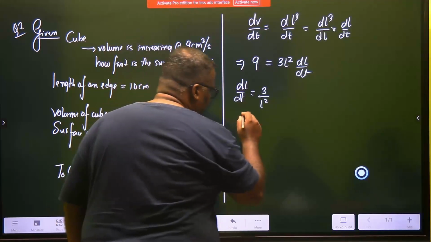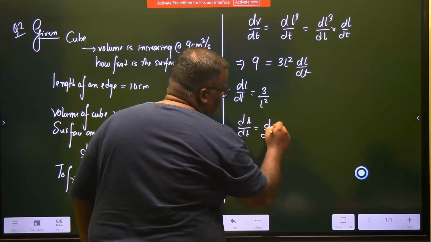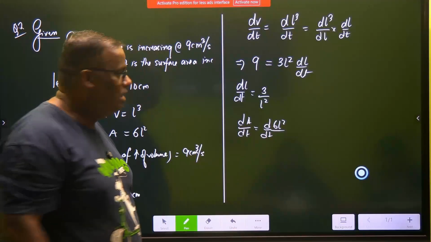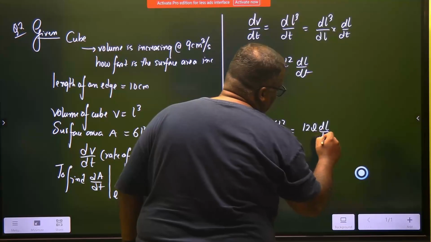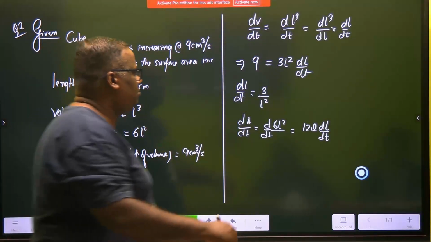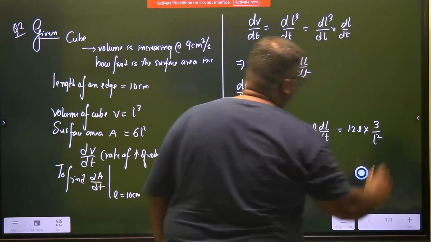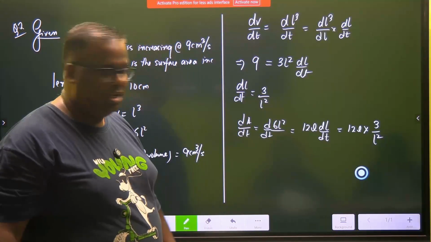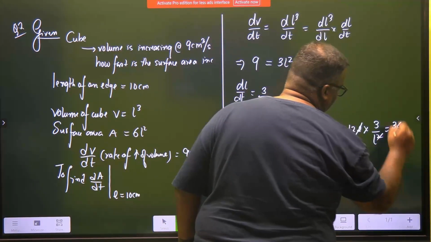Now you have to find dA by dt, which is d by dt of 6L square. But you cannot differentiate dog with respect to cat. So you have made it as 12L dL by dt. I jumped a step. Did you follow it or not? Can I write this as 12L into 3 by L square? Why? dL by dt is 3 by L square. Agreed? L takes away L. This is 36 divided by L.